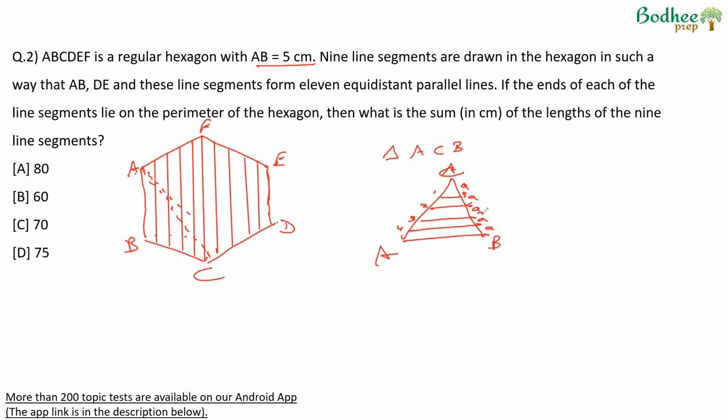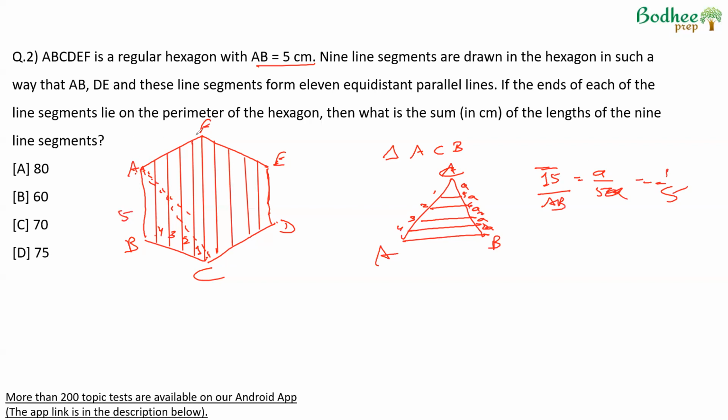5, 6, 7, 8. Using similarity, we can say that the line 1, 5 upon AB will be nothing but a upon 5a. 1, 2, 3, 4, 5. So it will be 1/5 of AB. So this line segment here will be 1. This line segment here will be 2 because it will be 2/5 of AB, similar triangles. This will be 3, this will be 4. AB is given as 5.